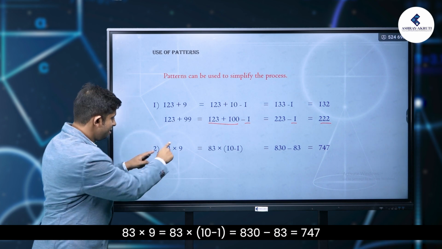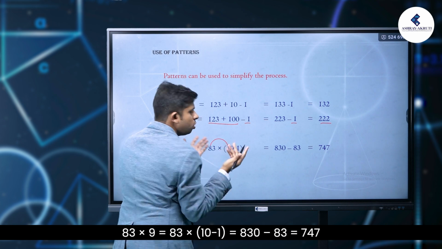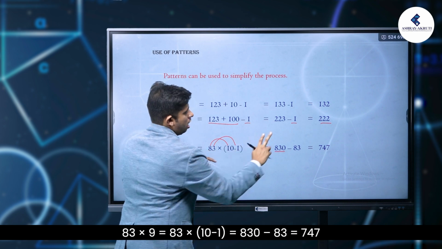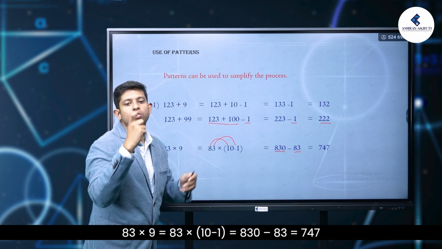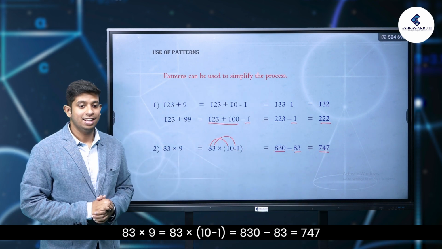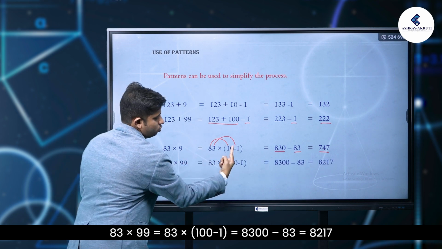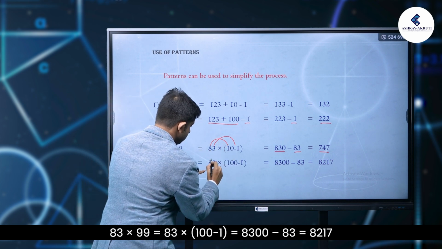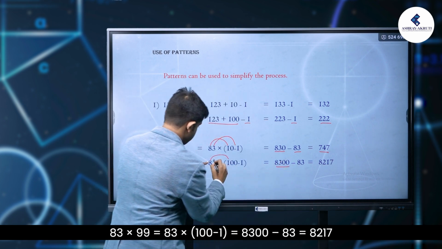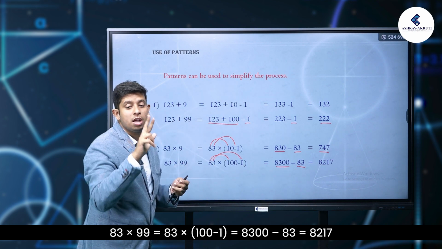83 into 9 is equal to 83 into 10 minus 1. 83 into 10 is 830, minus 83 into 1, which is 83, is equal to 747. 83 into 99 is equal to 83 into 100 minus 1, which is 83 into 100, that is 8300, minus 83 into 1, which is 83, equal to 8217.